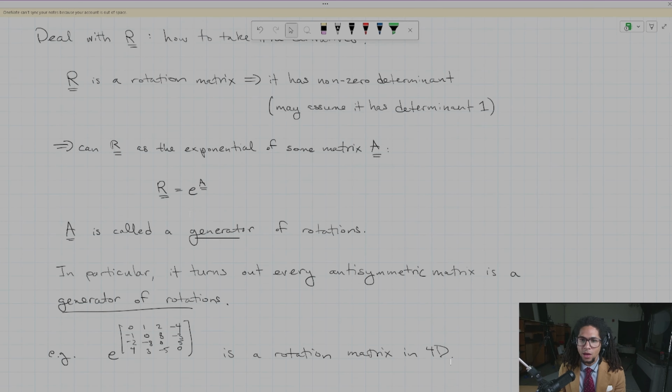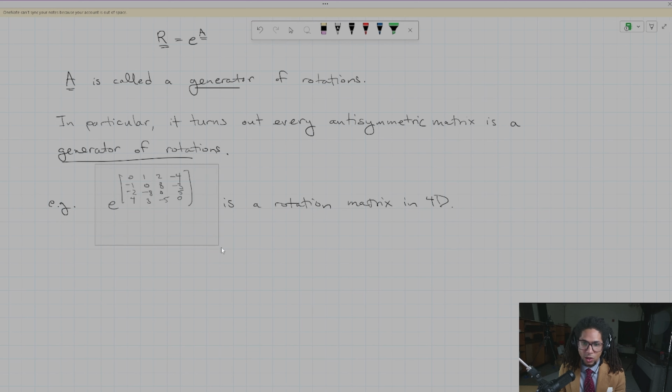Okay, now, why am I doing this? Well, describing the set of antisymmetric matrices is obviously quite a lot easier than describing the set of rotations. So that's really the point that I'm driving at.